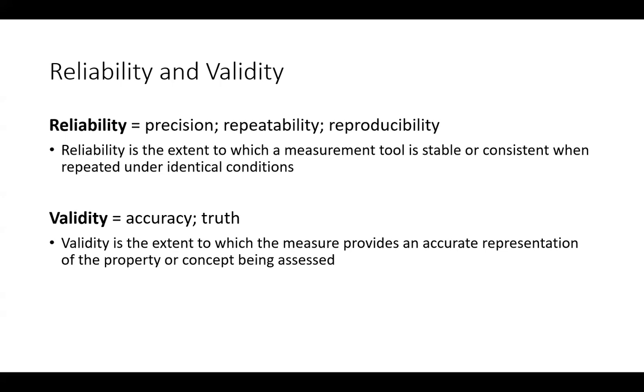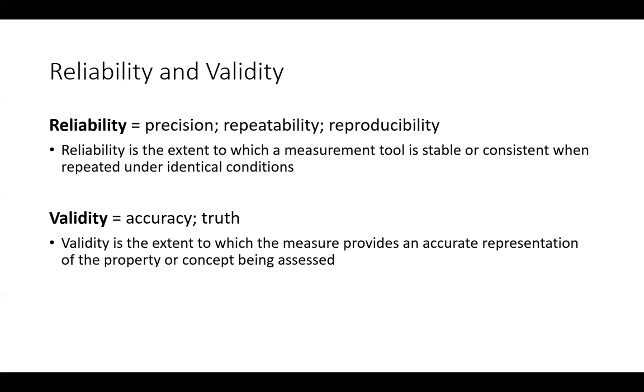So reliability and validity, just to differentiate: reliability is about how dependable the measure is. You use it on one occasion, two occasions, three occasions on the same person, and it gives you the same result. So it is stable. It talks about stability. It's precision, a precise tool. Precision, repeatability, reproducibility, all are about reliability.